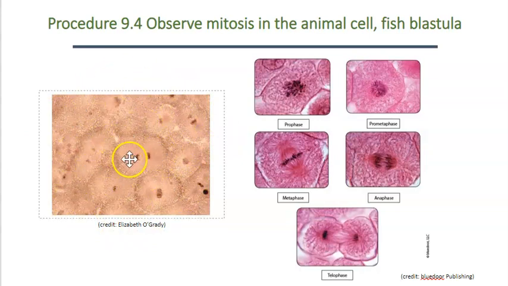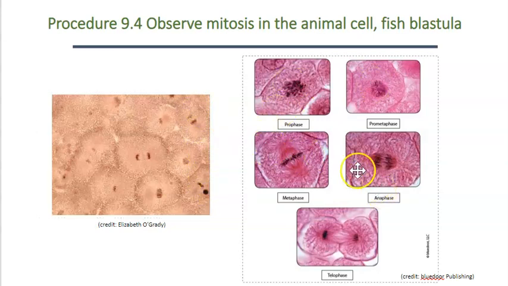So we can see here, this would be telophase. Over here we have anaphase. Again, down here we have metaphase. This is just, I believe, a little staining artifact here. But then we have the individual cells broken down so that you can see each of the stages and you can compare and contrast.